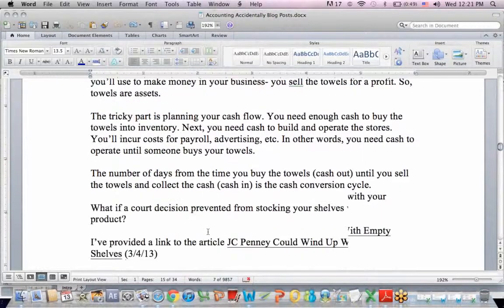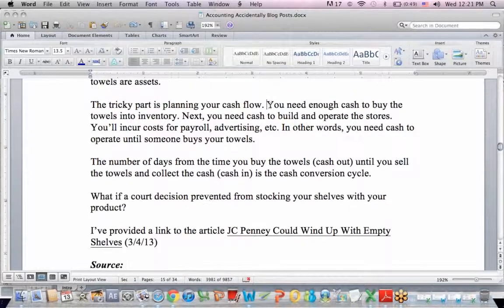Now, the tricky business is planning your cash flow. You need enough cash to buy your towels into inventory, and then you've got to have some place to sell the towels. You need to build and operate your stores. That means you'll incur costs for payroll and advertising. So you've got to have cash to operate until somebody walks in and buys towels and pays you cash. And then I repeat the definition here, and it's about the cash that goes out until you sell something and cash comes in.